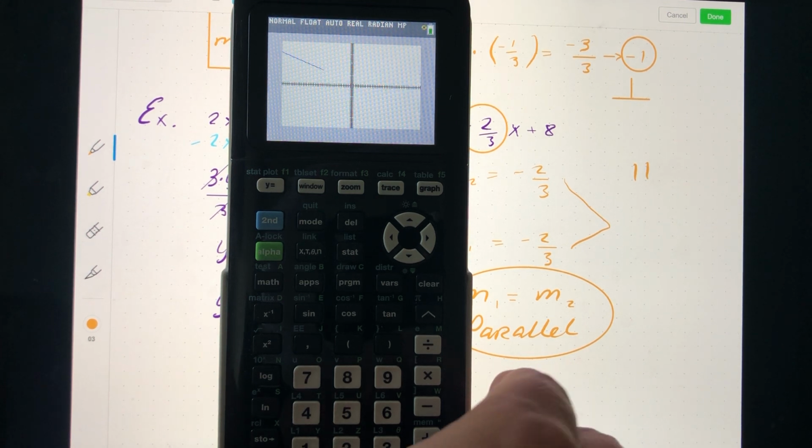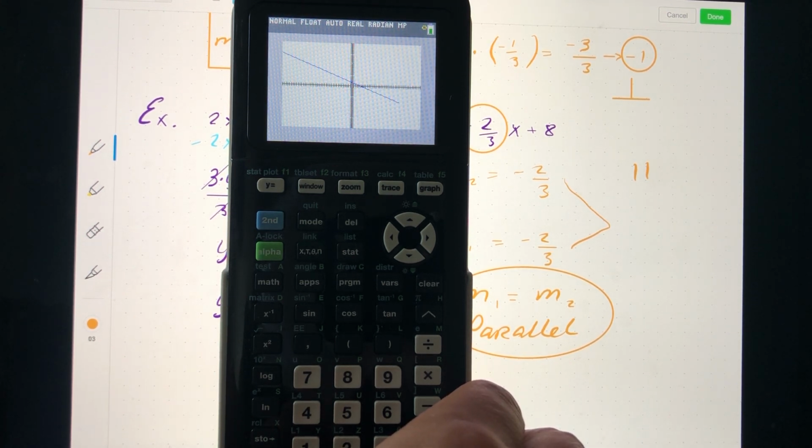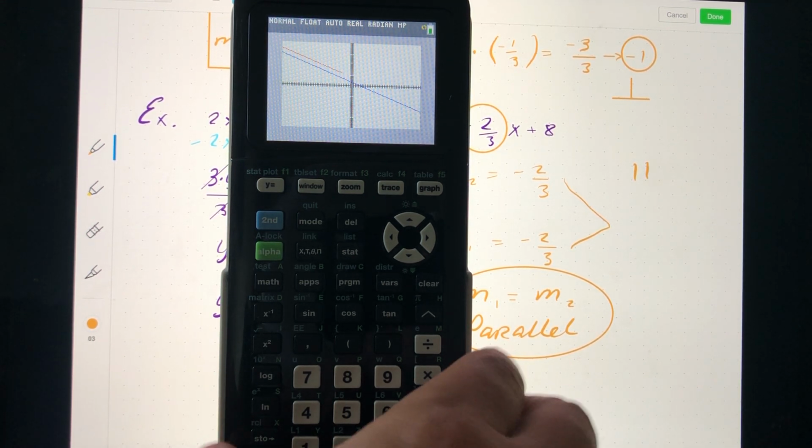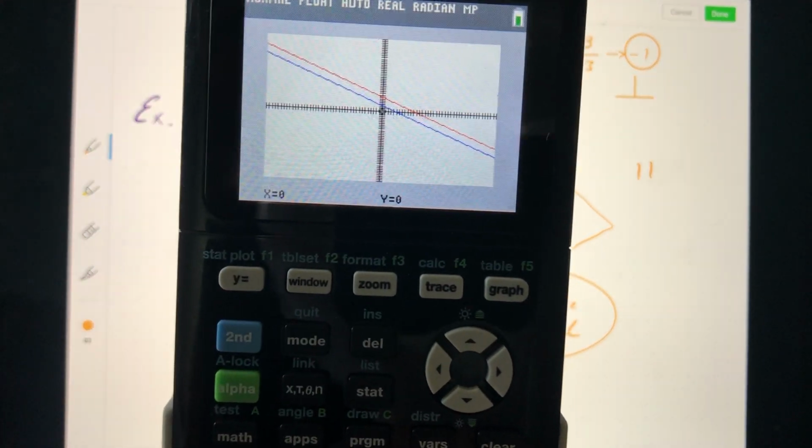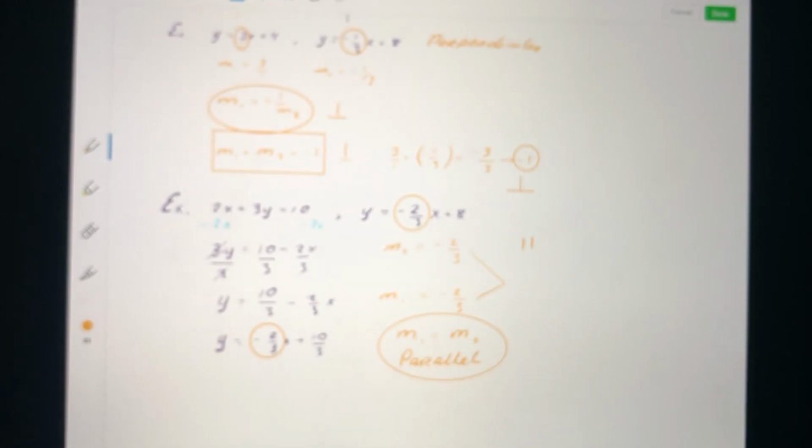So here is a much smaller grid, much further out, and they still look like they're running exactly side by side, and they're not going to cross. So here with the calculator we can see that the lines are actually parallel. And that finishes our second example.